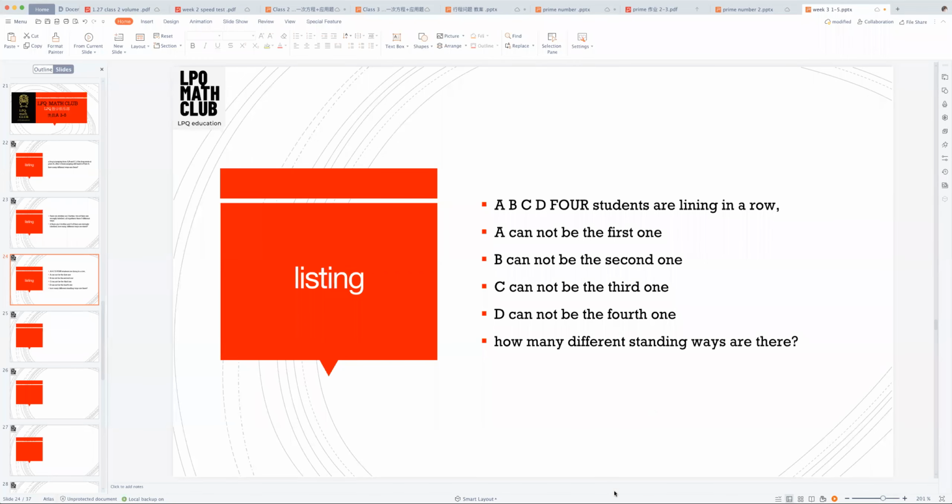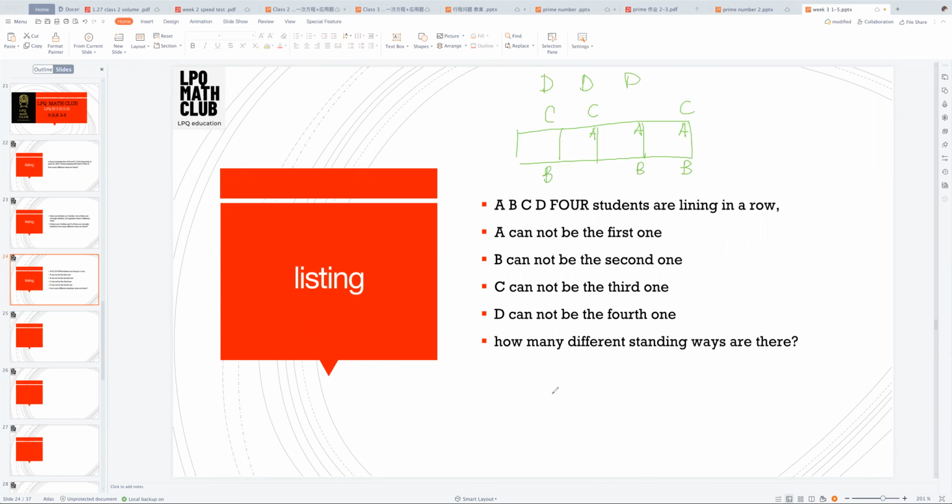So let's take a look at the last question. If A, B, C, D are 4 students standing in a line, A is not the first one. So we know they're standing in a line, positions 1, 2, 3, 4. So A is not the first one, so A could be number 2, number 3, or number 4. B cannot be the second one, so B could be the first, third, or 4th one. C cannot be the 3rd one, so C could be the first, second, or the last one, and D cannot be the 4th one, so D cannot be the last one. So D could be here, here, and here.